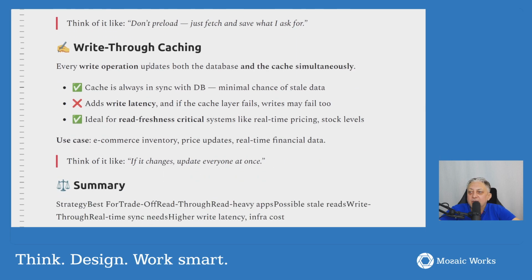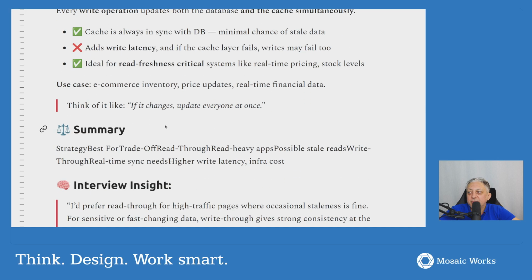Write-through caching: every write operation updates both the database and the cache. The cache is always in sync with the DB, but it adds write latency, and if the cache layer fails, writes may fail too. Ideal for systems where read freshness is critical, like real-time pricing and stock levels. Use cases: e-commerce inventory, price updates, real-time financial data. Think of it like: if it changes, update everyone at once.